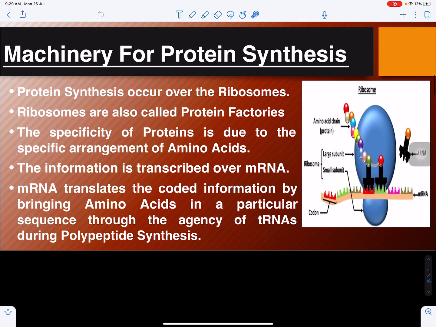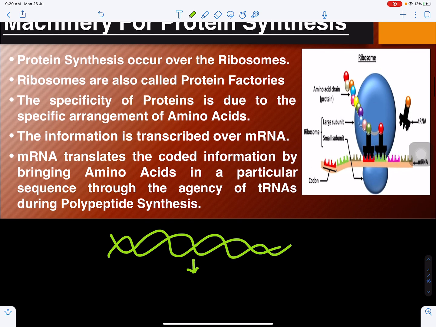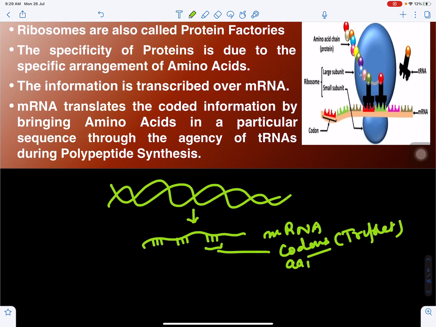Ribosomes are also called protein factories because they help in protein formation, and they are very specific for binding to the amino acid. So whatever information is present on the DNA, out of the two strands, one will act as the template strand, and this will form messenger RNA. This messenger RNA will carry the information opposite to that of the DNA, in the form of triplet codons, and this codon will form amino acid. So whatever information is present in the DNA, that genetic information is being transferred to the messenger RNA.